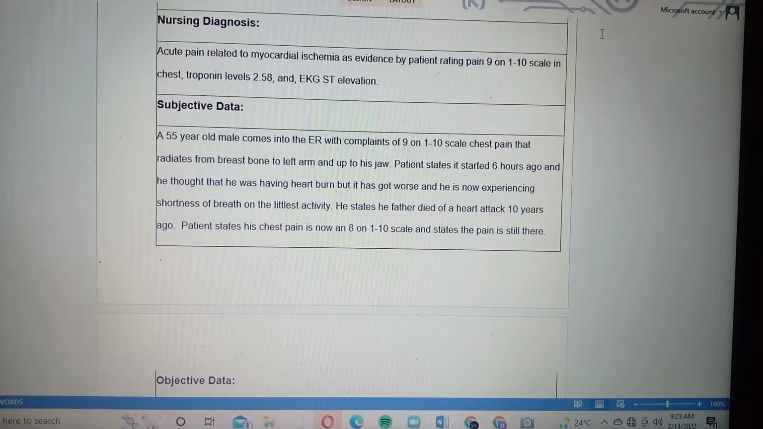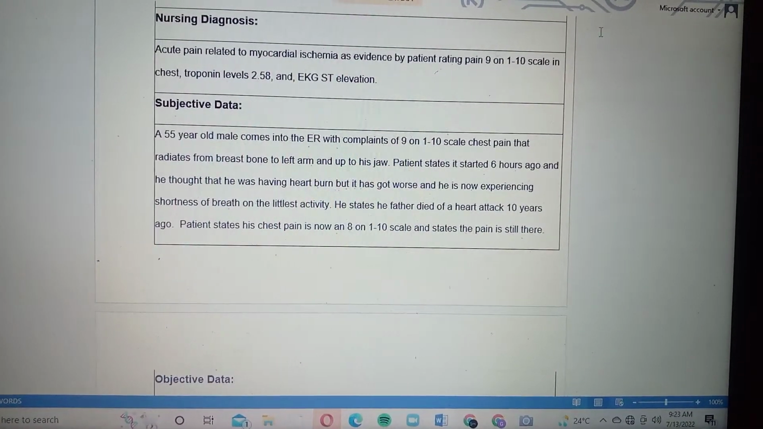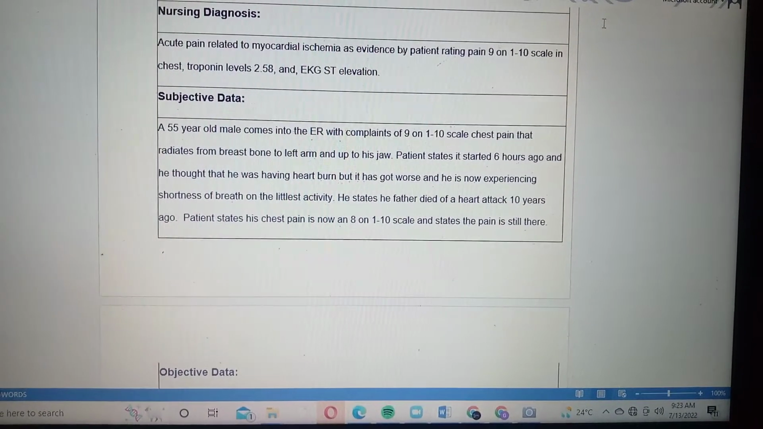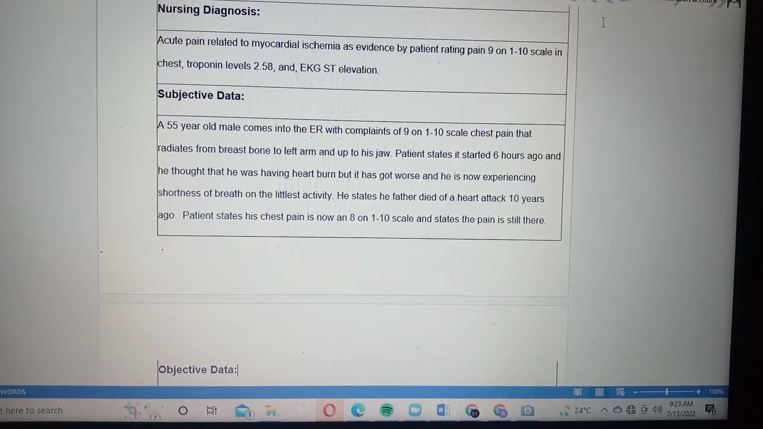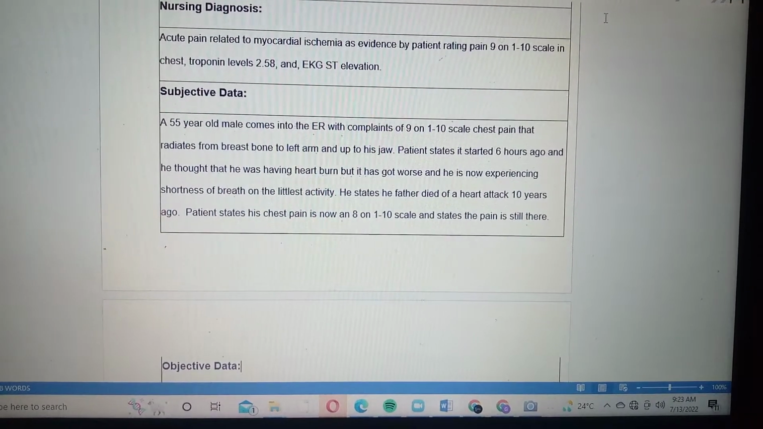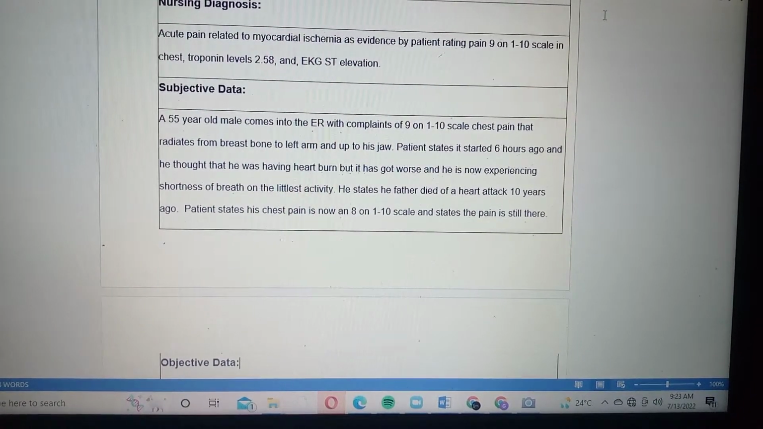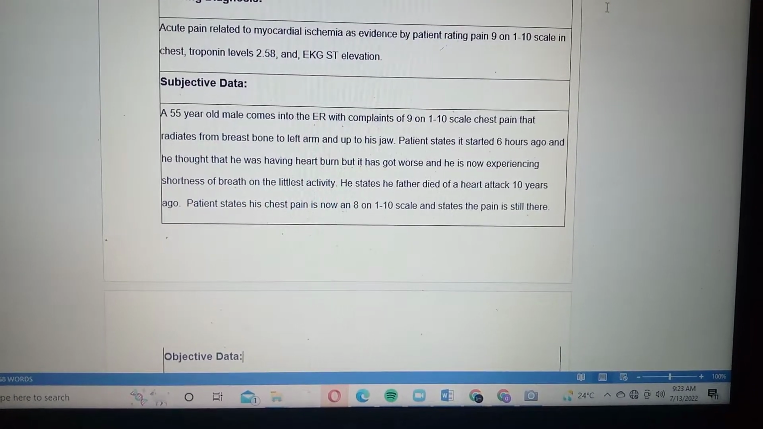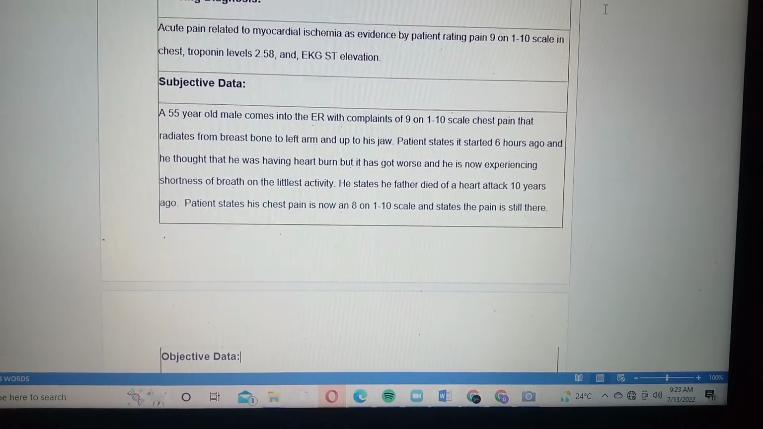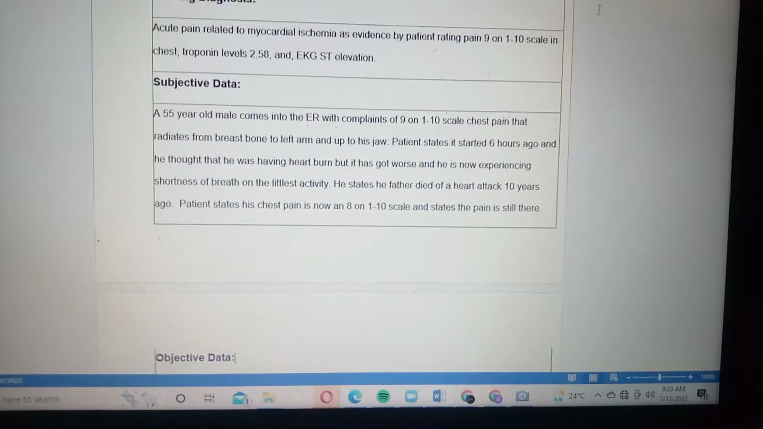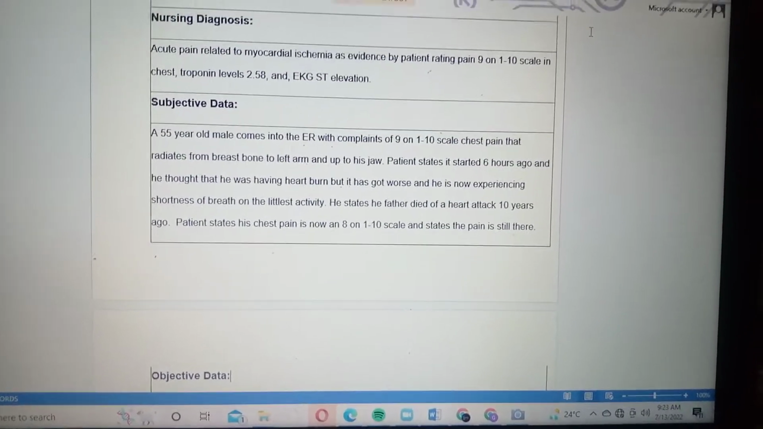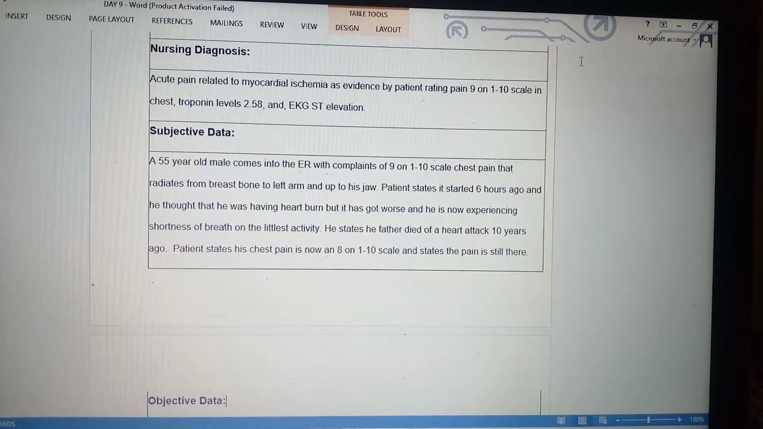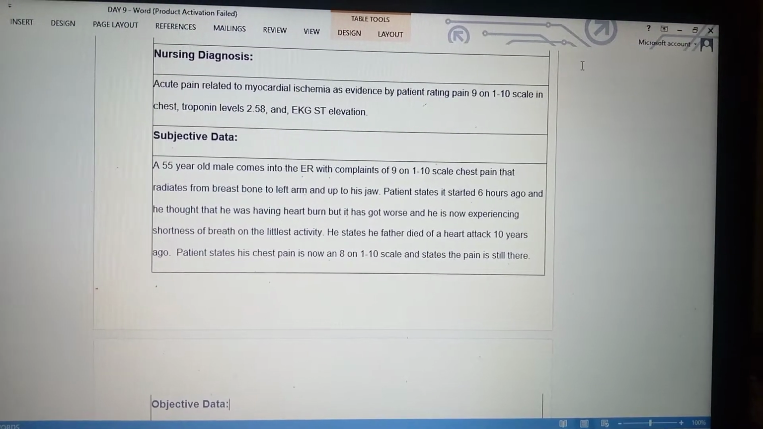Subjective data: a 55-year-old male patient comes into the ER with complaints of 9 on a 1 to 10 chest pain that radiates from breastbone to left arm and up to his jaw. The patient stated that it started 6 hours ago and got worse and he is now experiencing shortness of breath on littlest activity. He also states that his father died of a heart attack 10 years ago. The patient states that his chest pain is now an 8 on a 1 to 10 scale and the pain is still there.